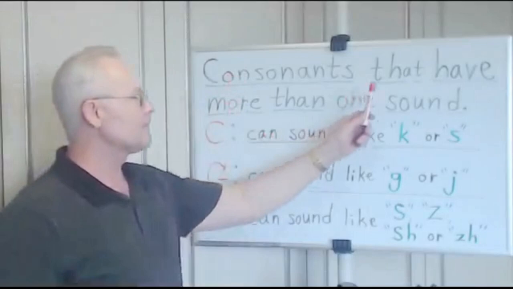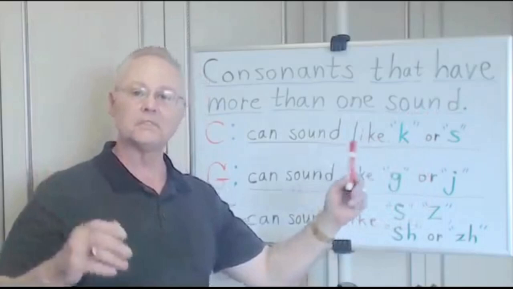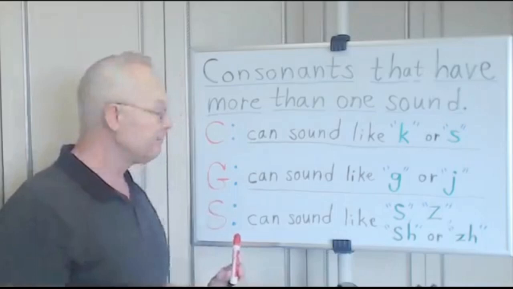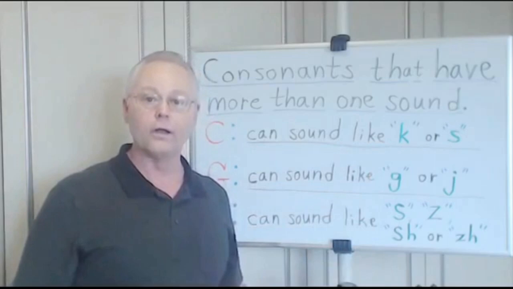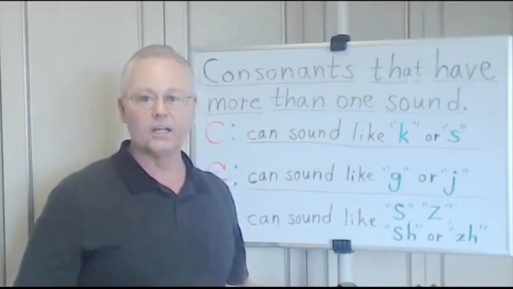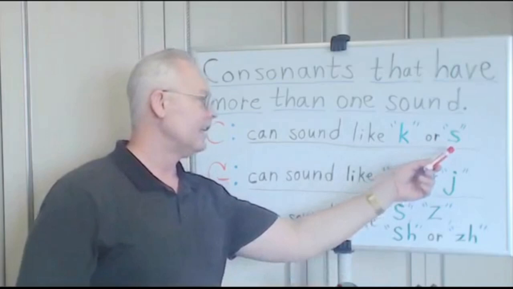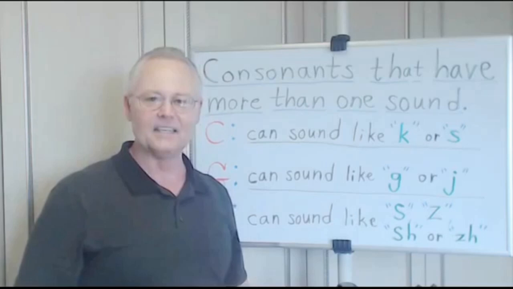Consonants that have more than one sound. Simple enough. We're going to talk about three consonants here: the letter C, the letter G, and the letter S. C can sound like K or S. If it sounds like K, it has a k, k, k sound, like in cat, C-A-T. Or it has an S sound. Now what word would have C that sounds like S?